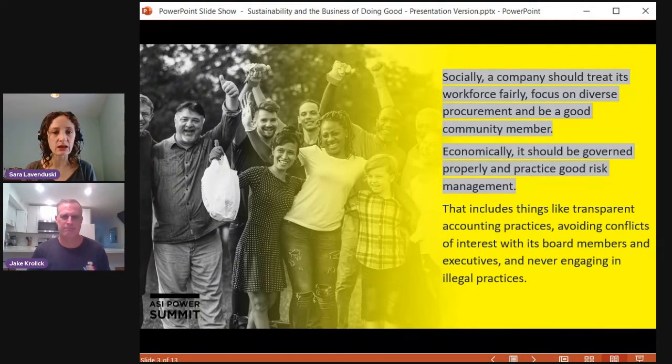And what does that look like? It includes things like transparent accounting practices, avoiding conflicts of interest with board members and executives, and of course, never engaging in illegal practices, and always making sure, again, that employees are being treated in a fair and equitable manner.